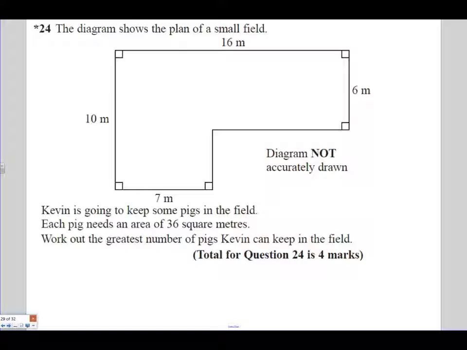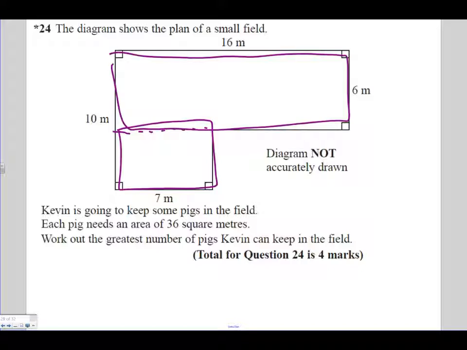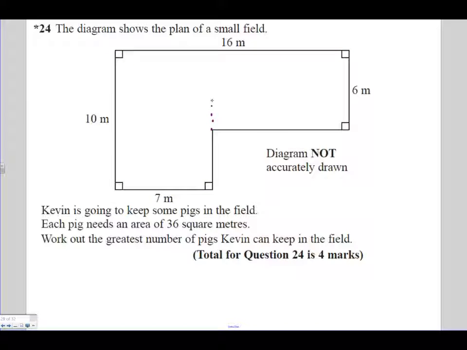Now, to work out the area of the field, we can do this in one of 2 ways. Because it's a complicated shape, we break it down into 2 simple shapes. So we can either break it down into this rectangle here and this rectangle here, or we can break it down in this direction and have this rectangle, which is 10 meters by 7, which gives us 70 square meters for this area.